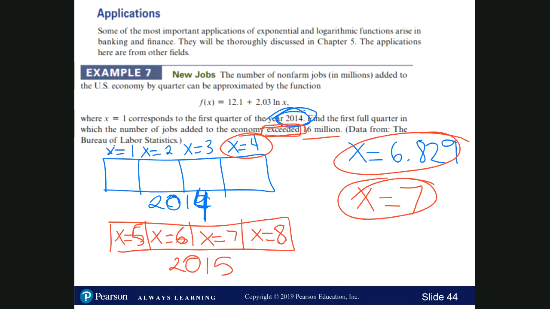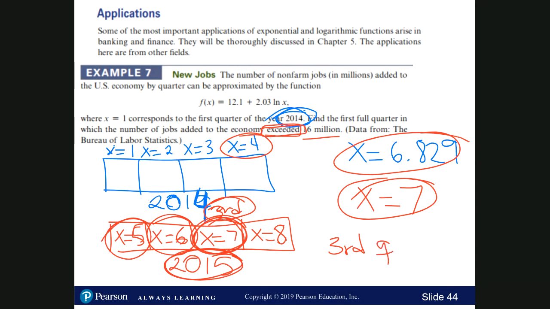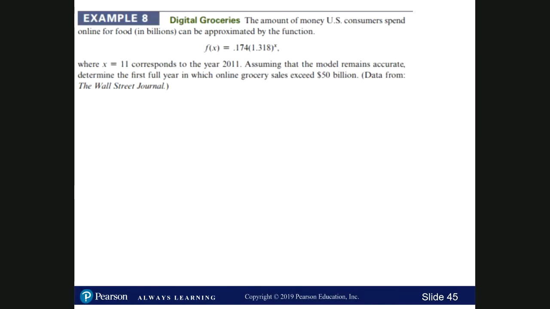And so x equals 7 corresponds to the third quarter of the year 2015. X equals 5 is the first quarter, x equals 6 is the second quarter, so then x equals 7 is the third quarter of the year 2015. And so the answer will be the third quarter of 2015.